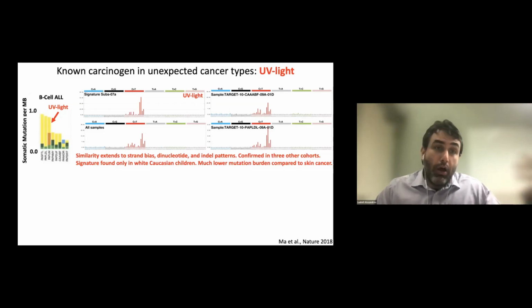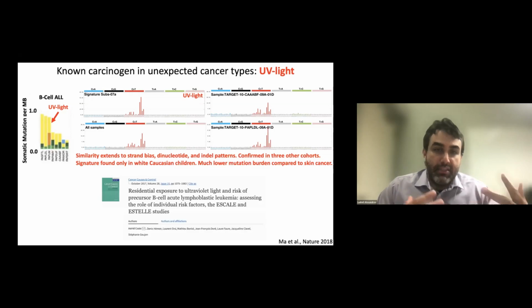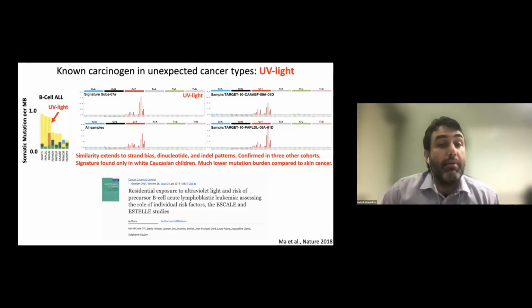And that means that exposure to UV light in these young Caucasian children can increase their risk for developing this specific type of leukemia. And indeed, there has been even an epidemiological confirmation from a large-scale French epidemiological study showing that UV light is an environmental risk for this specific type of lymphoblastic leukemias.